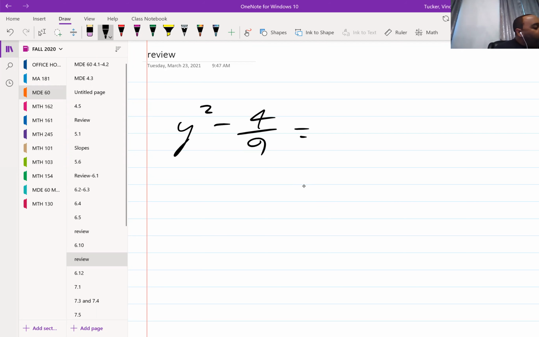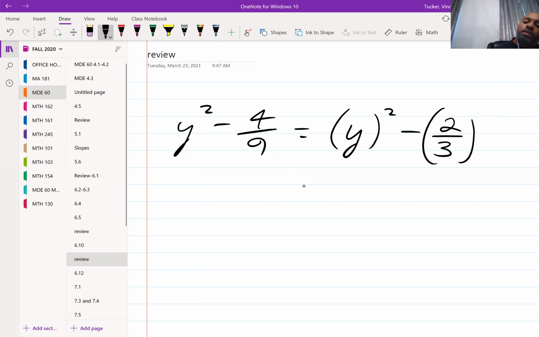So if I had y squared minus 4/9, y squared is y times y. 4/9 is 2/3 times 2/3. And so it's y plus 2/3, y minus 2/3.